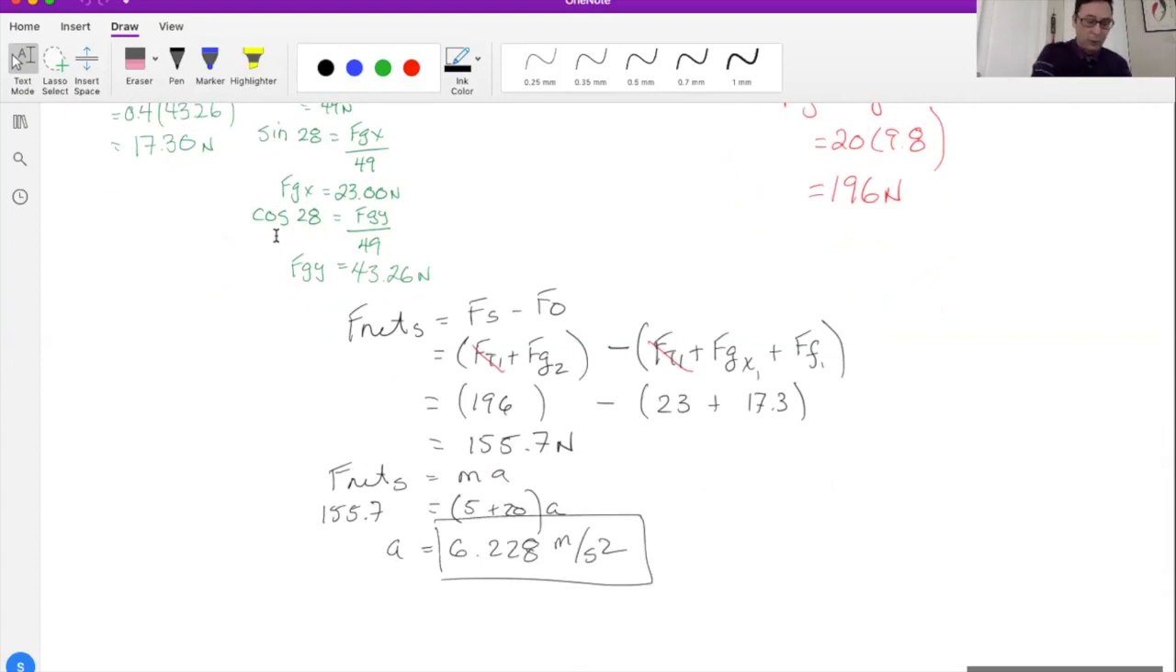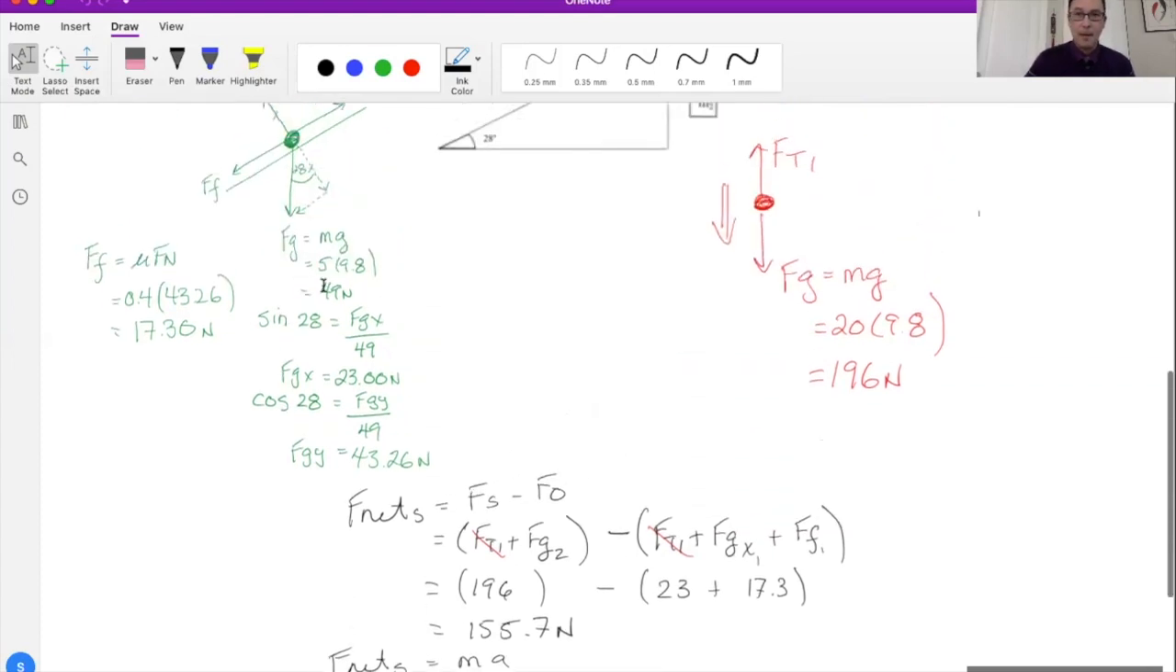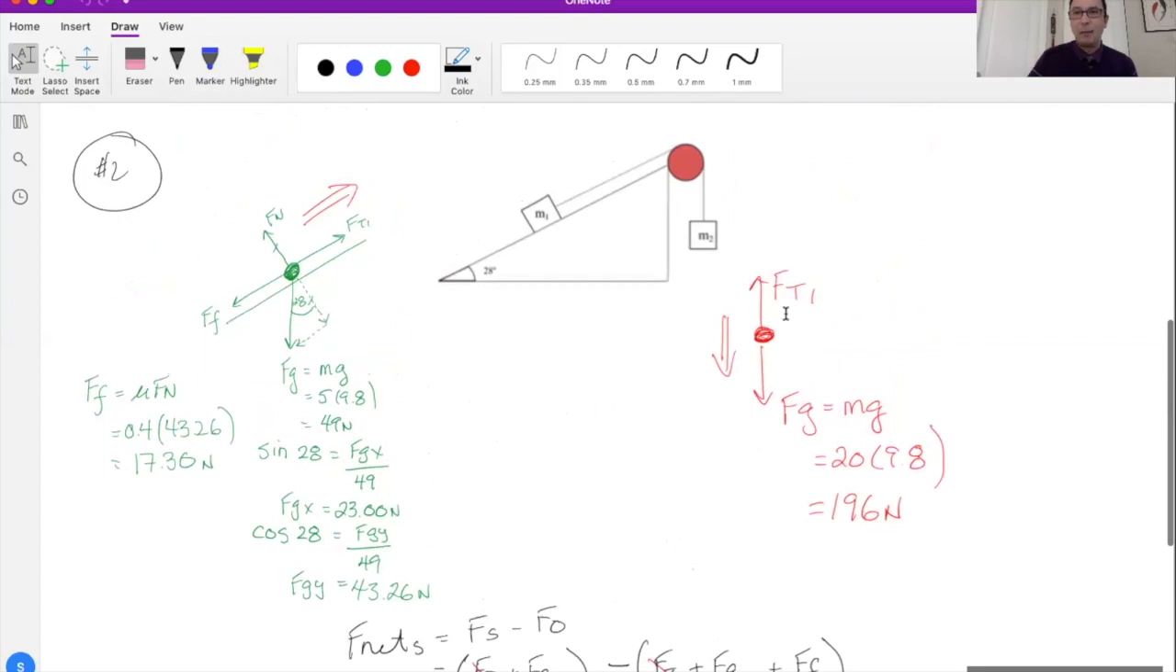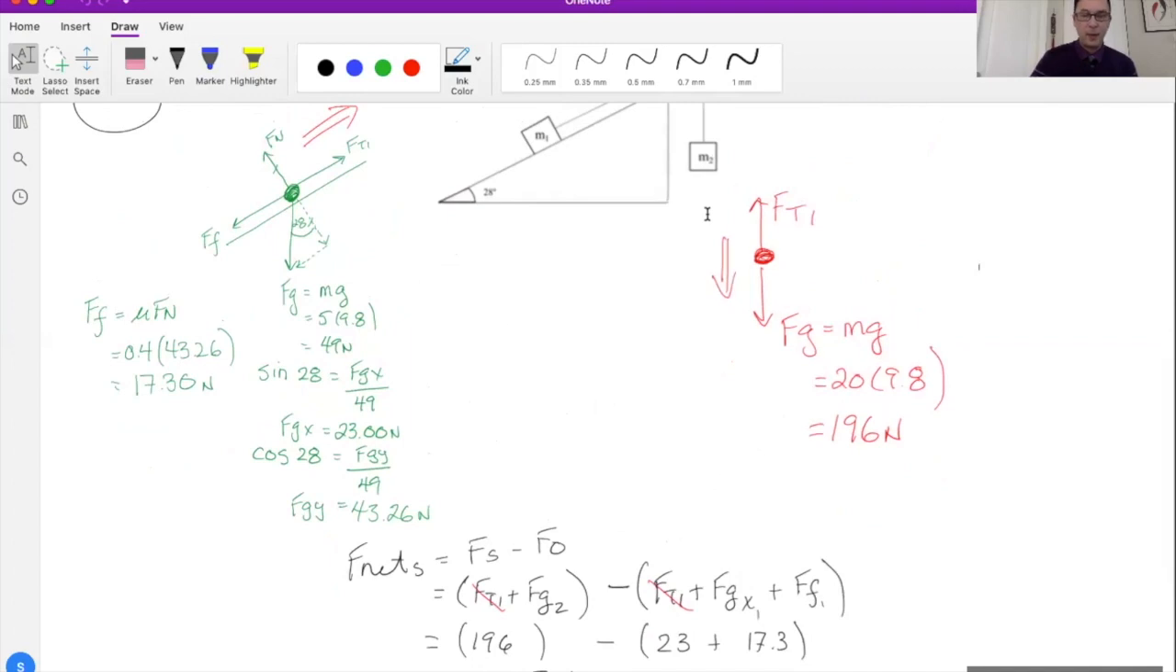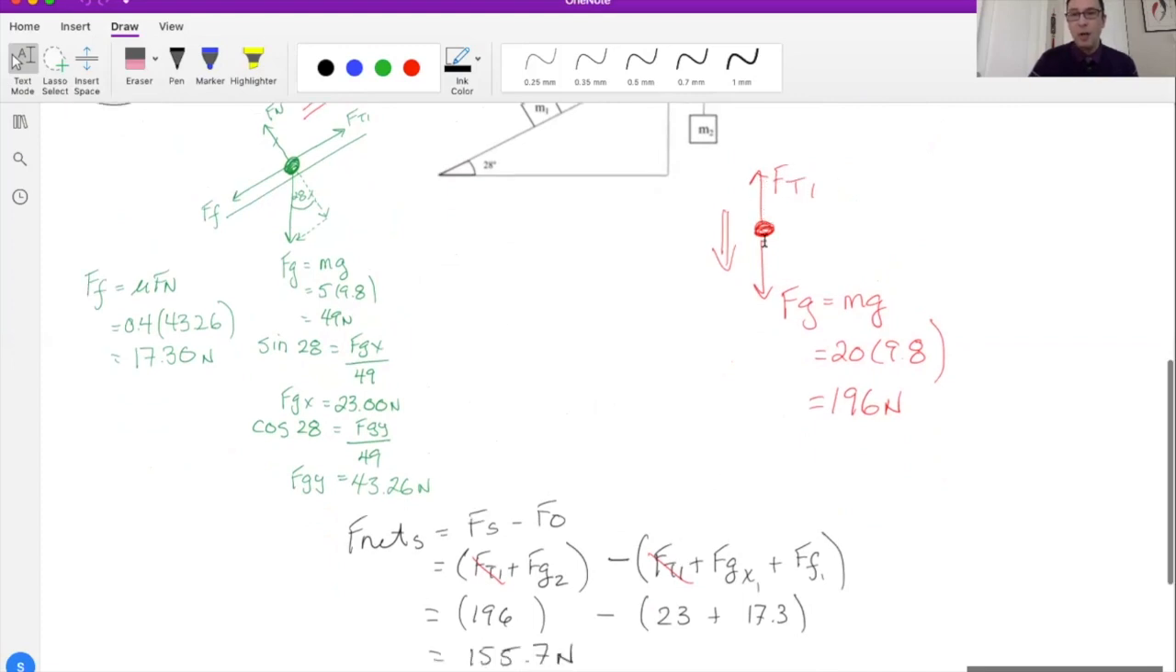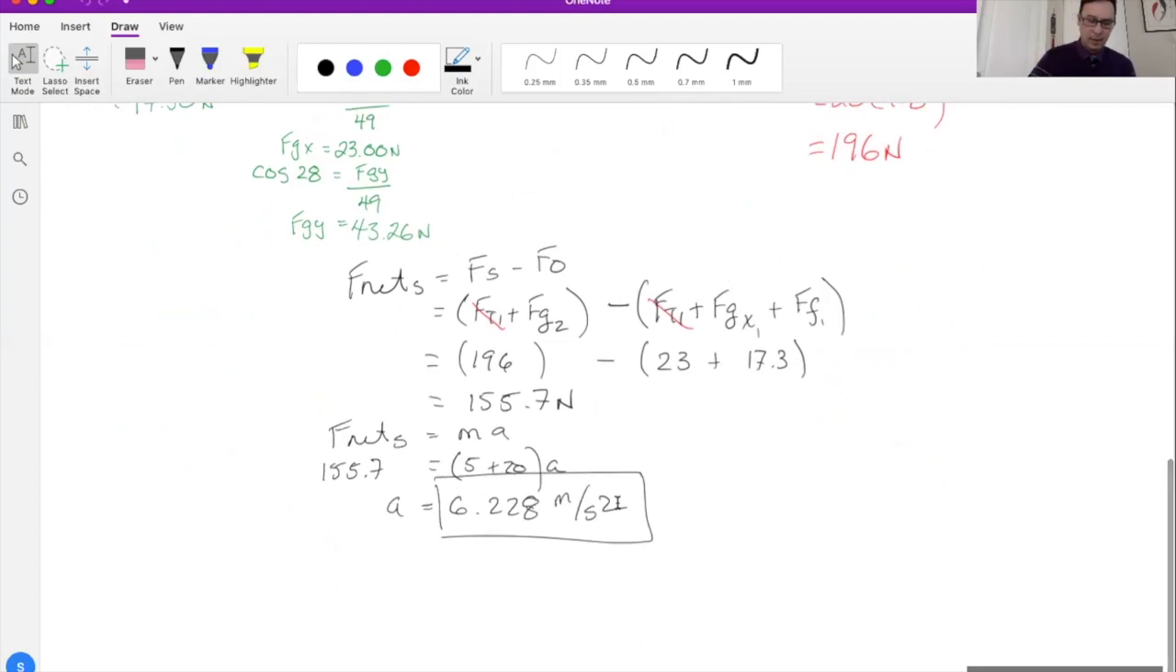We were also asked to find the tension 1. Now, again, you can do tension 1 for either of the two objects. It doesn't make any difference. But if you look at the diagrams, tension 1 for object 2, the red one up here, will be easier to get simply because the diagram's easier. Only 2 forces, whereas this one's got 4. So let's pick this object and find the net force for that object alone. Use that net force to find this tension. Since I already know that it's accelerating down at 6.228, I can solve for that.